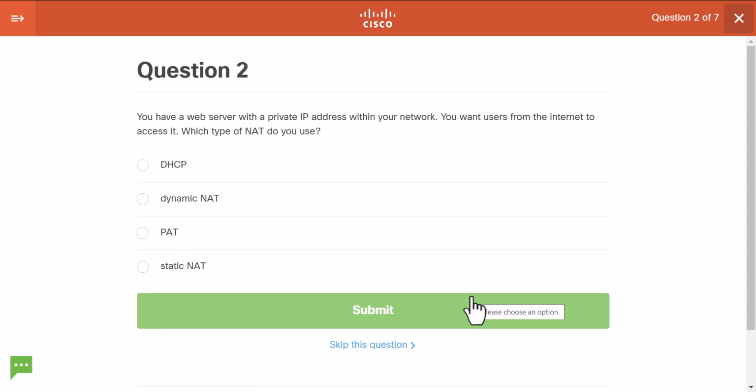You have a web server with a private IP address within your network. You want users from the internet to access it. Which type of NAT do you use? What we will have to do is expose this inside local address of the server into a fixed inside global address through the NAT translation. And to be able to do that, we will be using static network address translation.